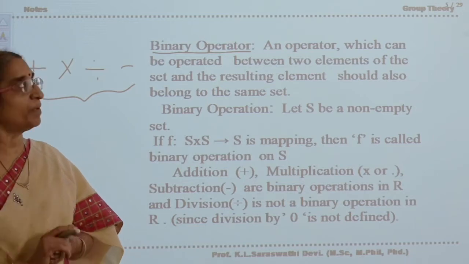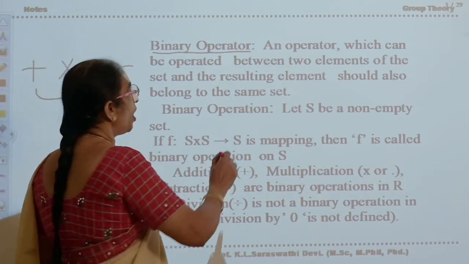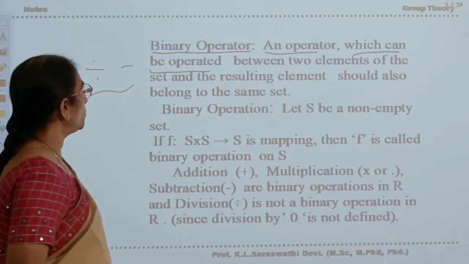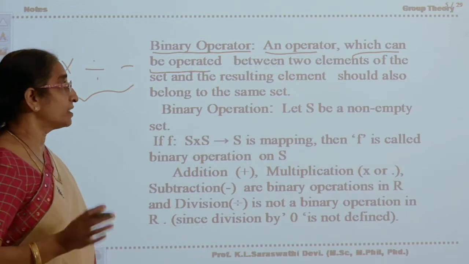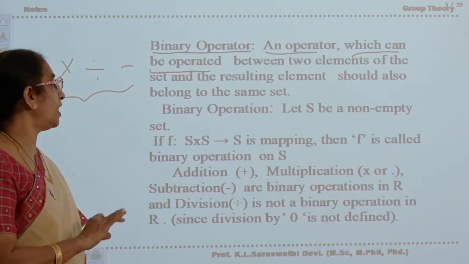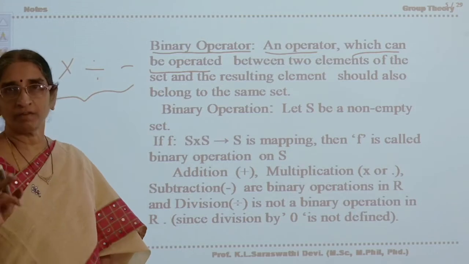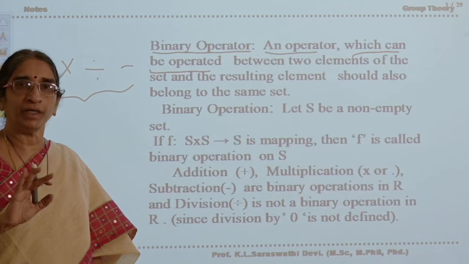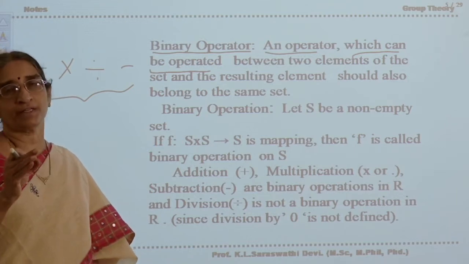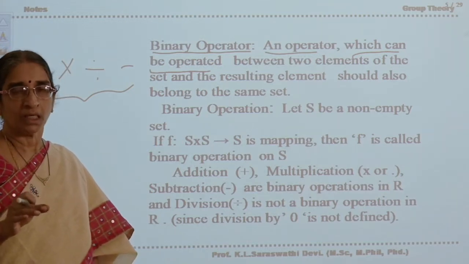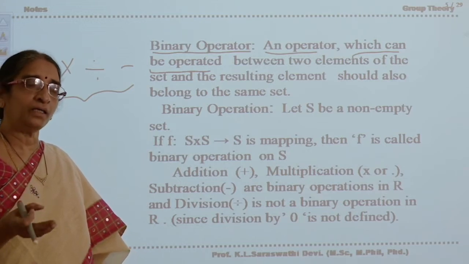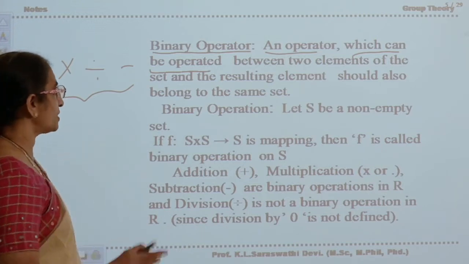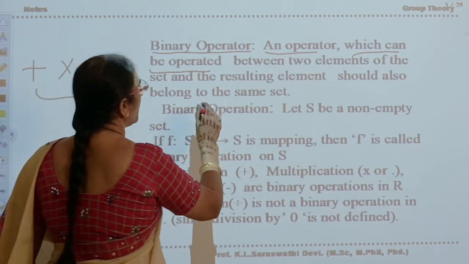Okay, what do you mean by binary operator? An operator which can be operated between 2 elements of the set, and the resulting element should also belong to the same set. Now, is it clear? It is an operator which can be operated between the 2 elements of the given set. The set is a non-empty set, and after operating, the result should also belong to the set. Then it is said to be a binary operator.